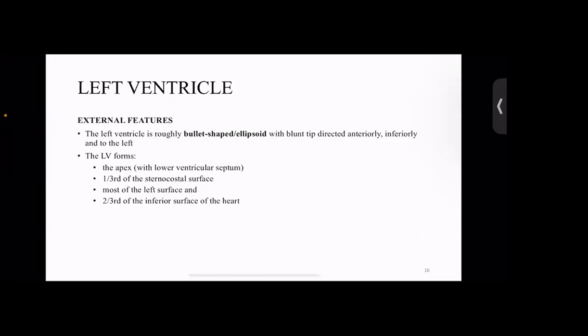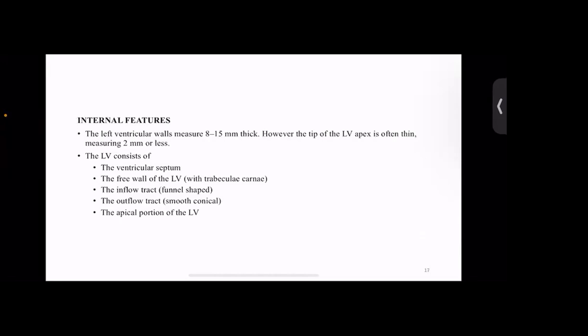And the left ventricle is roughly bullet-shaped, ellipsoid, with its blunt tip directed anteriorly and inferiorly to the left. The left ventricle forms basically the apex, 1/3 of the sternocostal surface, most of the left surface, and 2/3 of the inferior surface of the heart. The left ventricular walls are about 8 to 15 millimeters thick. However, the tip of the left ventricular apex is often thin and measures about 2 millimeters or less.